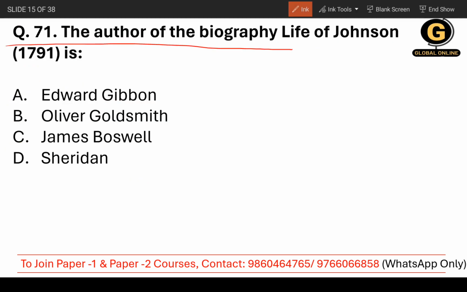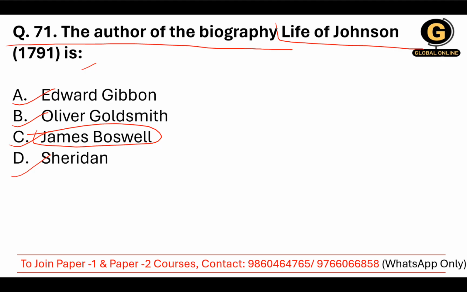Moving on to question number 71. The author of the biography Life of Johnson, which was published in 1791, is? The options are Edward Gibbon, Oliver Goldsmith, James Boswell, and Sheridan. Who wrote the biography Life of Johnson? James Boswell. That sounds like a boss. So, James Boswell wrote it.